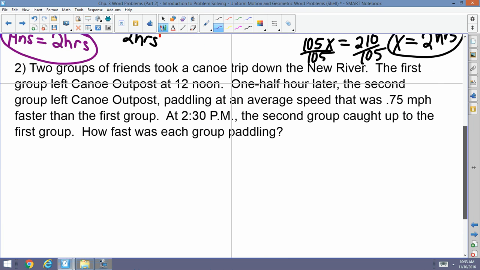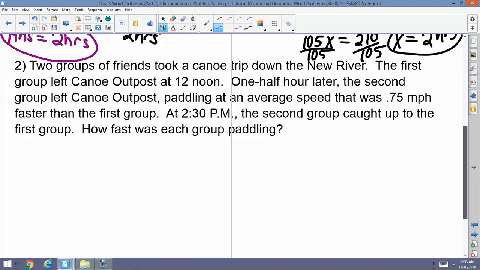Okay. 2 groups of friends took a canoe trip down the New River, which, by the way, just useless fact. There are 3 rivers on Earth that flow north. All other rivers flow south. One of them is the New River in North Carolina. One of them is the St. Johns River here in Florida. And the other is the Nile. Very good. The Nile in Egypt. All right. Some useless facts there.